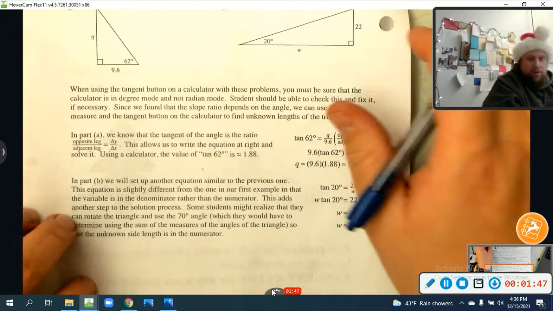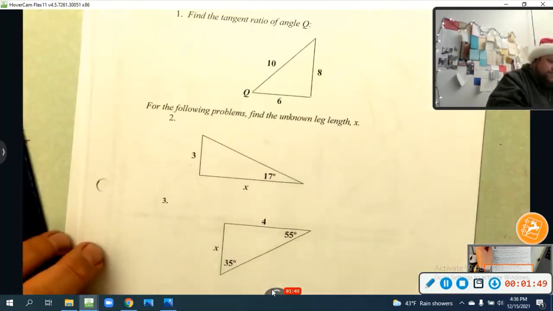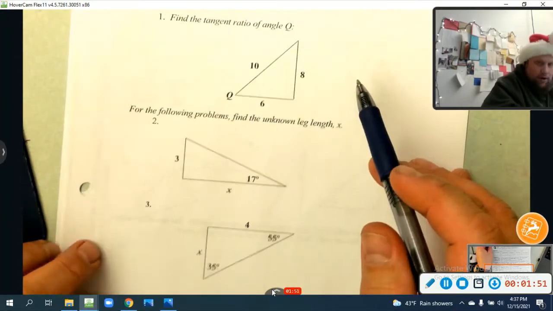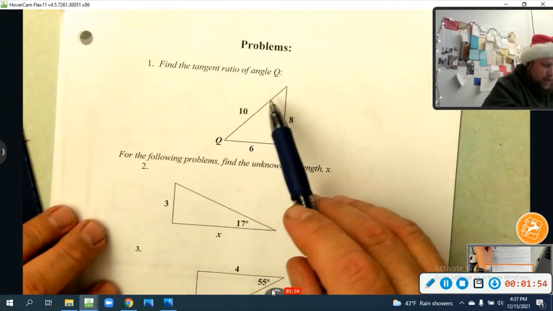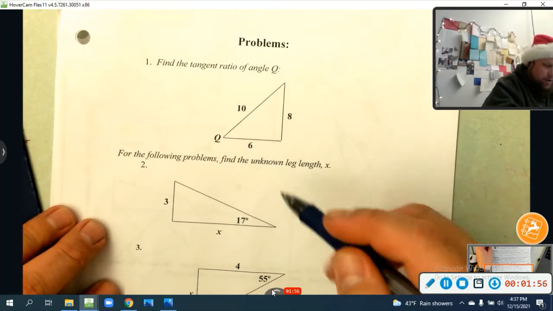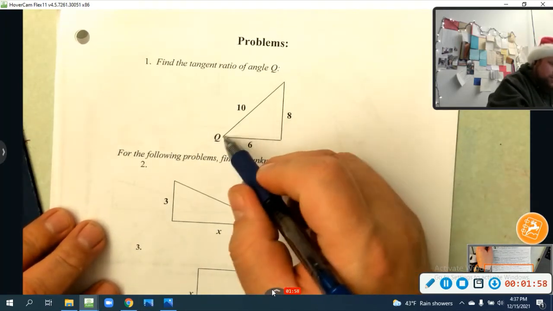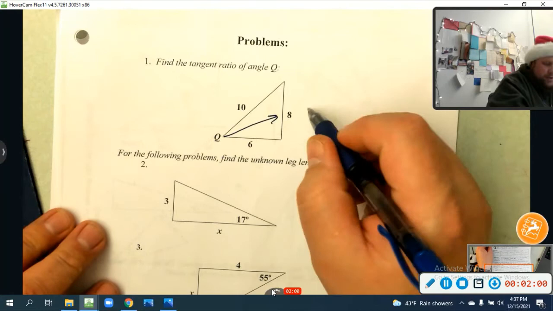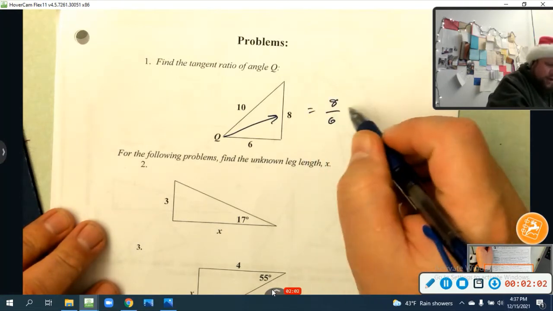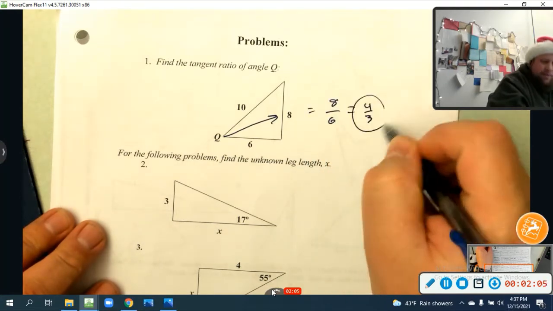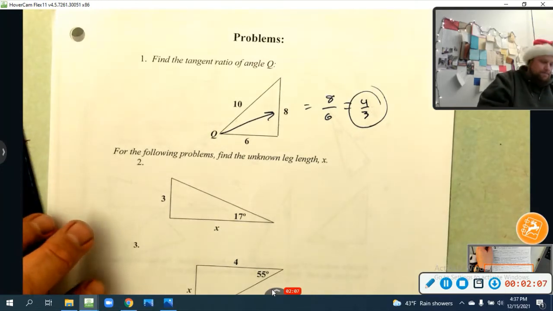All right, without further ado, let's get into this. It says find the tangent ratio of angle Q. Well, the tangent ratio, remember, is opposite over adjacent, so it's going to equal 8 over 6, which simplifies to 4/3. It just asked me for the ratio, so I can leave it like that.